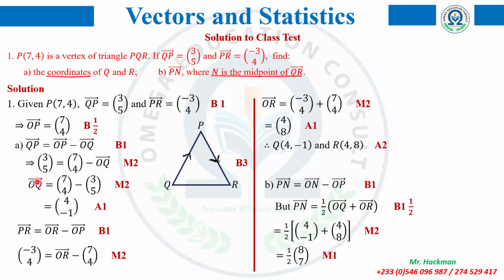So that will give us vector OQ equal to (7, 4), then you bring this one here, minus the vector (3, 5). So the vector OQ will be equal to 7 minus 3, which gives us 4, and 4 minus 5, which gives us minus 1. So that will give us the vector OQ. If you like, somebody can come and draw the conclusion here.